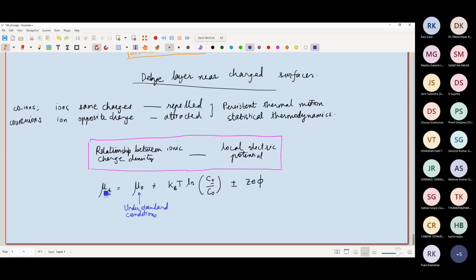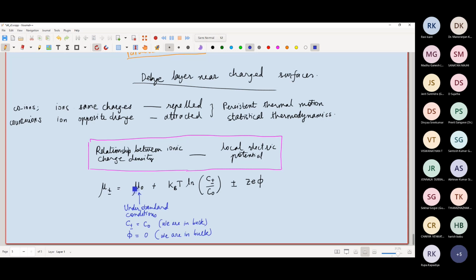So the chemical potential mu plus minus will be equal to mu naught when C plus minus, or C for plus or minus, becomes equal to C naught, that is we are in bulk, or when phi becomes equal to 0, which again means we are in bulk. So the chemical potential mu naught is the potential of an ion when the ion is in the bulk.